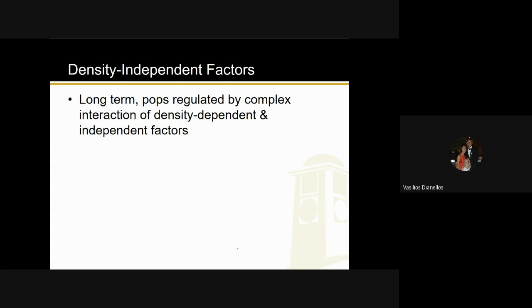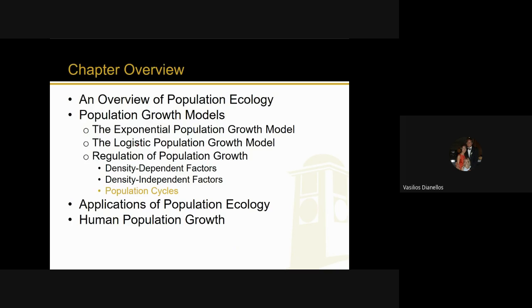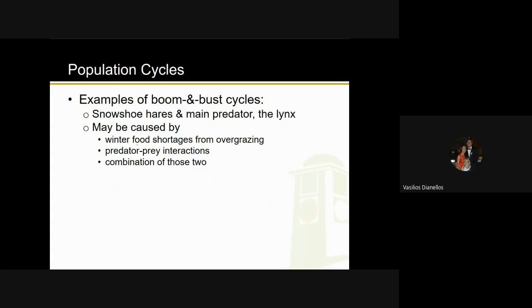So in the long term, populations are regulated by complex interactions of density dependent and independent factors. That should make sense to you, right? It's not like a species is only dealing with density dependent or density independent factors. They're dealing with all of it, and it's just a complicated balance between the two. And that brings us to population cycles.